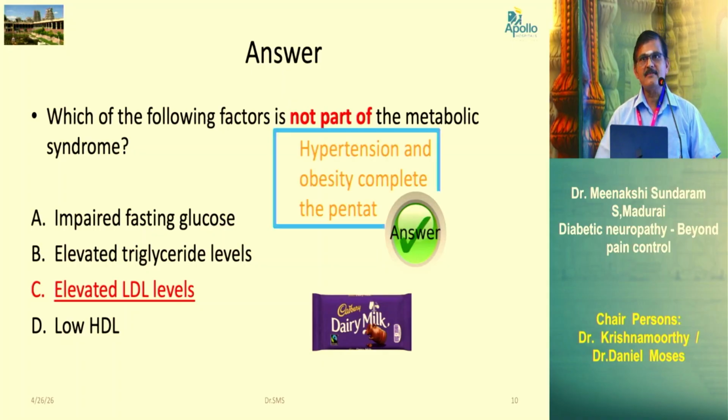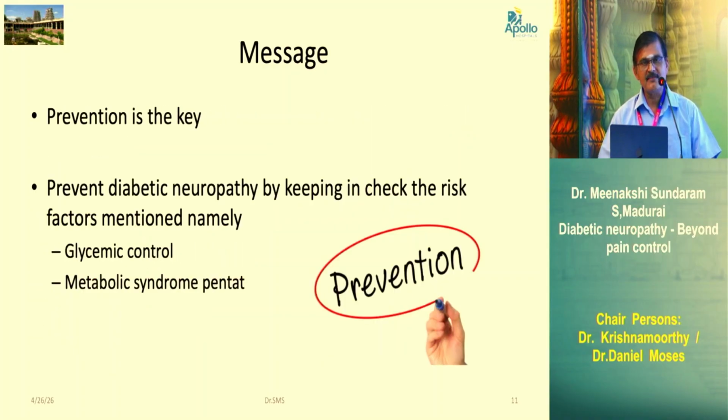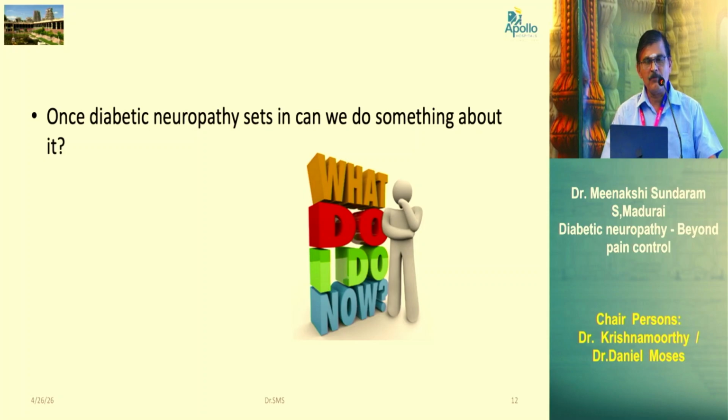When you look at a metabolic syndrome, it includes so many things which is mentioned. In addition, hypertension and obesity, they form the pentad. LDL elevation is a risk for cardiovascular complications, but it's not listed as a part of metabolic syndrome. The message I'm giving you is that prevention is the key. You get the diabetes under control, keep the metabolic parameters under control. That's the only way you can prevent it, and prevention is the most important aspect of getting things right in terms of diabetic neuropathy. But let's say a patient gets into diabetic neuropathy, can we do something about it?